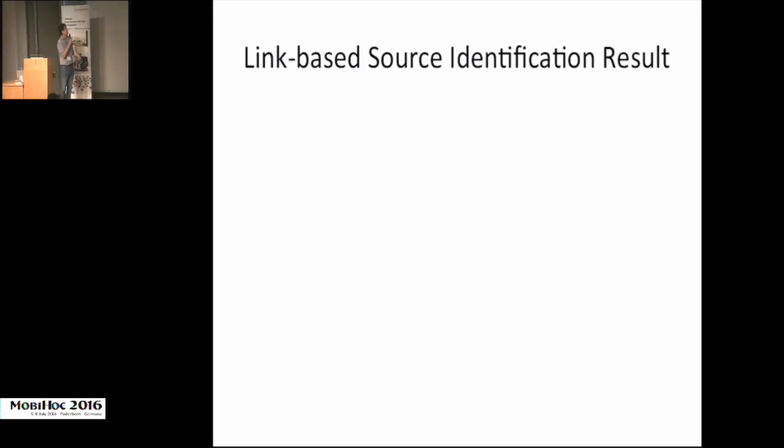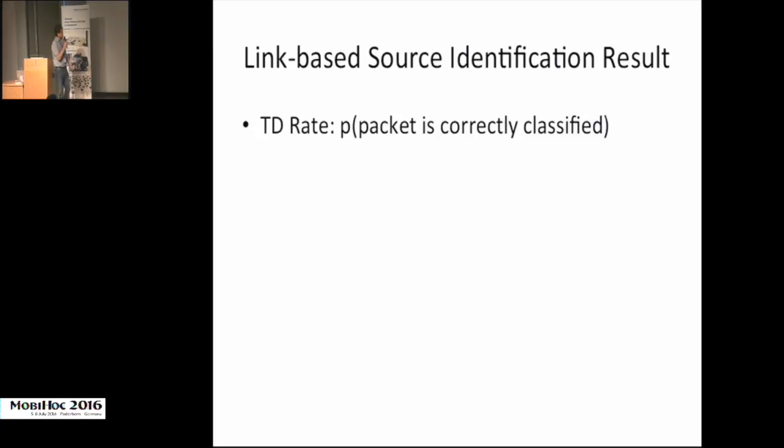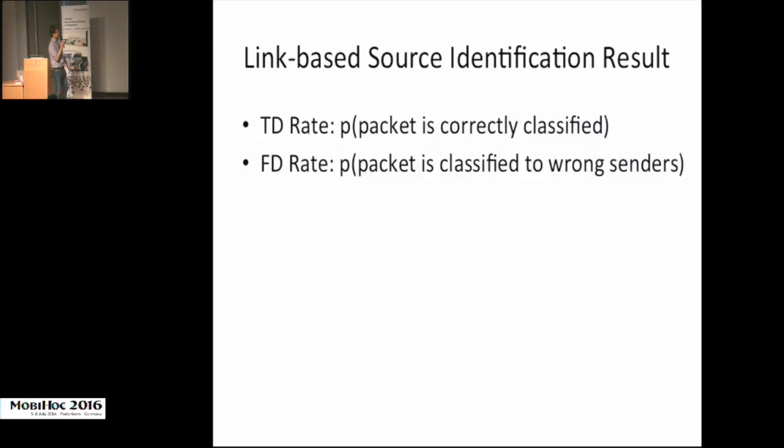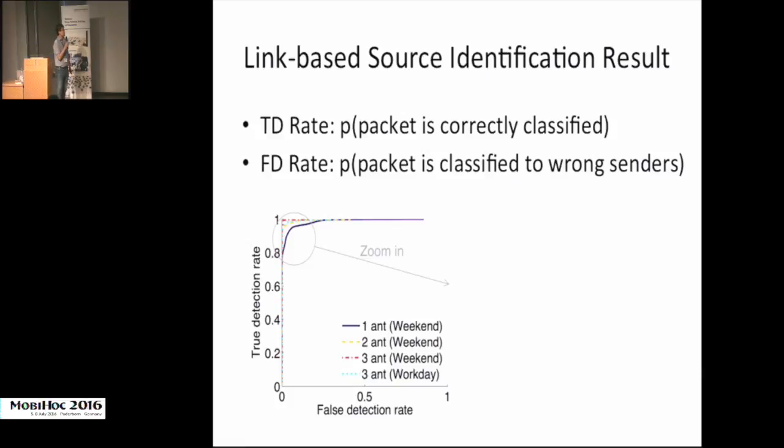The first result I will give you is about the link-based source identification performance without the attack. We have two metrics used in this measurement. The first one is called the true detection rate. The second one is called the false detection rate. It's basically the probability the packet is classified rightly or classified wrongly. And here's the ROC curve we have in our testbed.